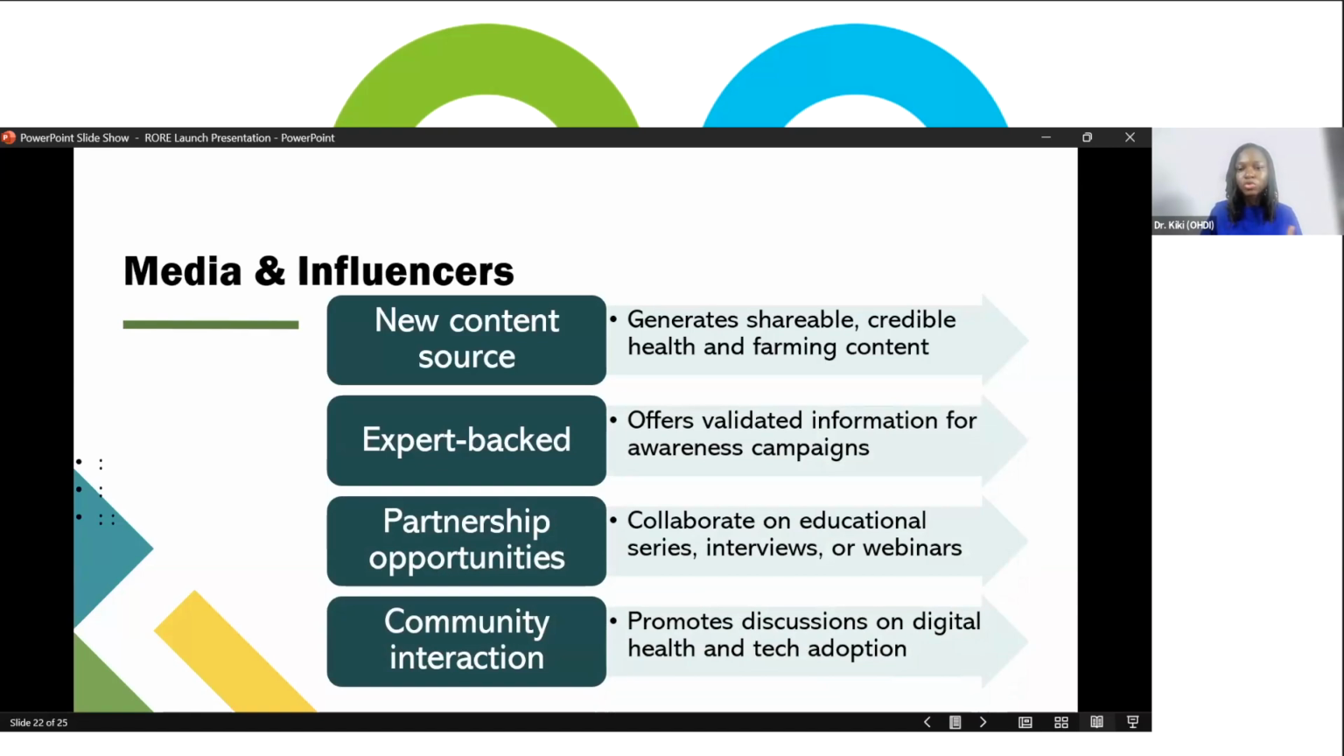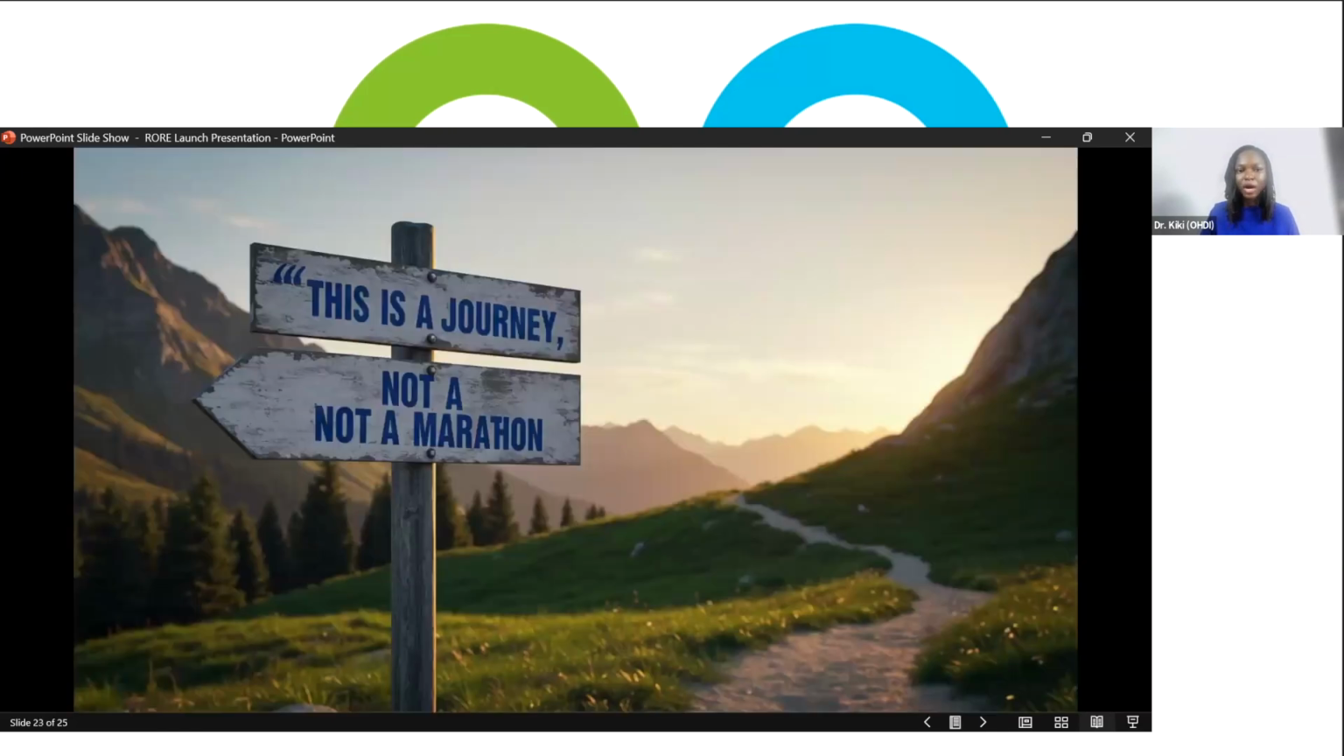This is an opportunity for you to provide good educational information that can help people across the board. This is a journey and it's not a marathon. Okay, so you can see that this is AI. I wanted an AI generated picture that shows this. This is actually AI generated.